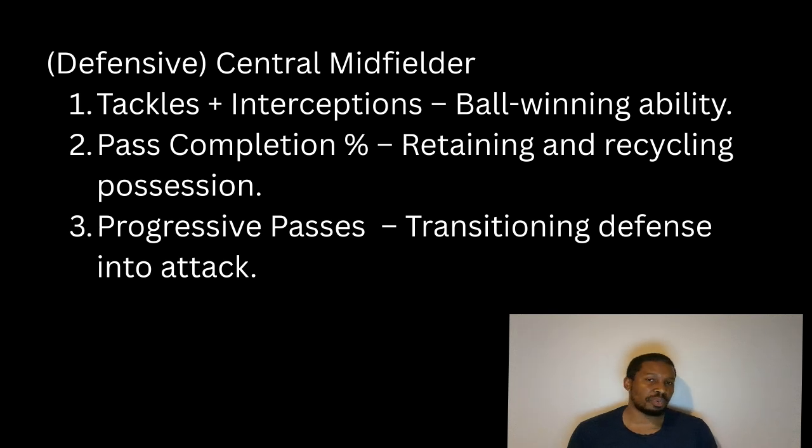Another metric that would be important for this position would be pass completion percentage. The deeper you are on the football pitch, or rather the closer you are towards your own goal, the more important it is to not lose the ball. Because if you lose the ball 20 yards from your goal, a player could conceivably shoot from that position. If you lose the ball 70 yards from your goal, that's a good distance that ball's got to travel before it gets into the back of your net. So as a defensive central midfielder, pass completion percentage is actually really important.